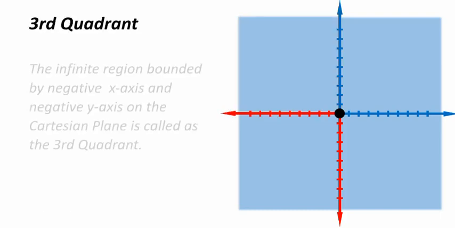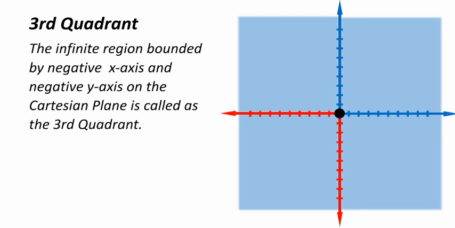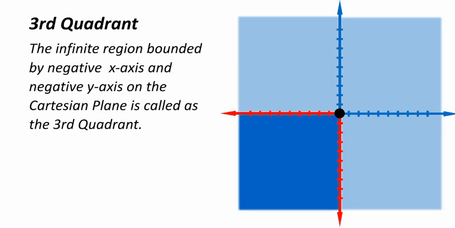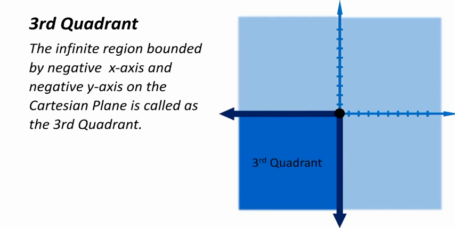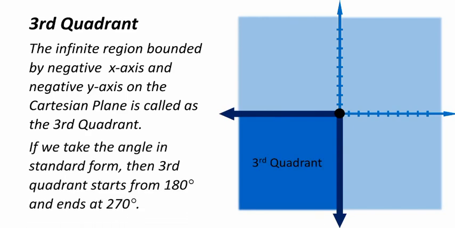Third quadrant. The infinite region bounded by negative x-axis and negative y-axis on the Cartesian plane is called as the third quadrant. If we take the angle in standard form, then third quadrant starts from 180 degrees and ends at 270 degrees.